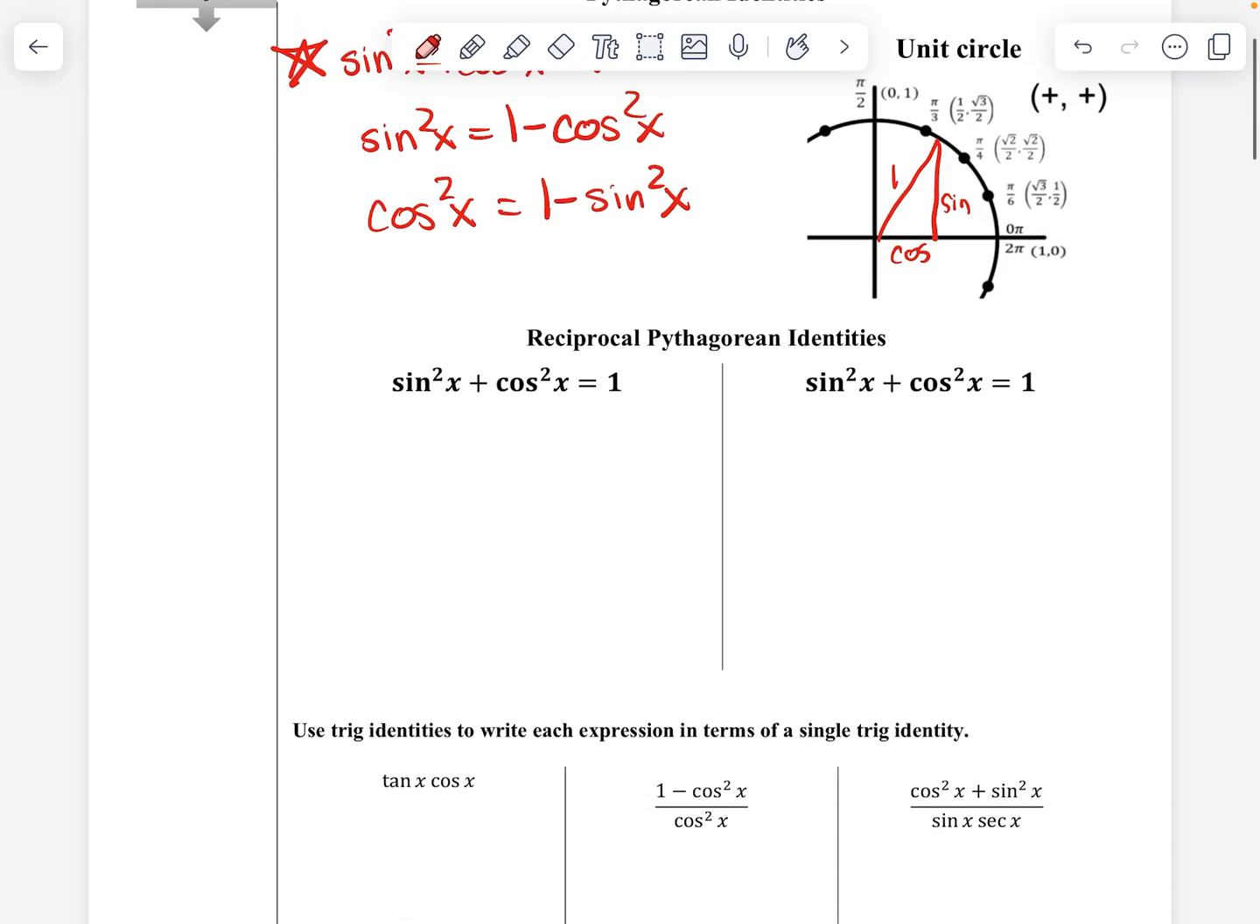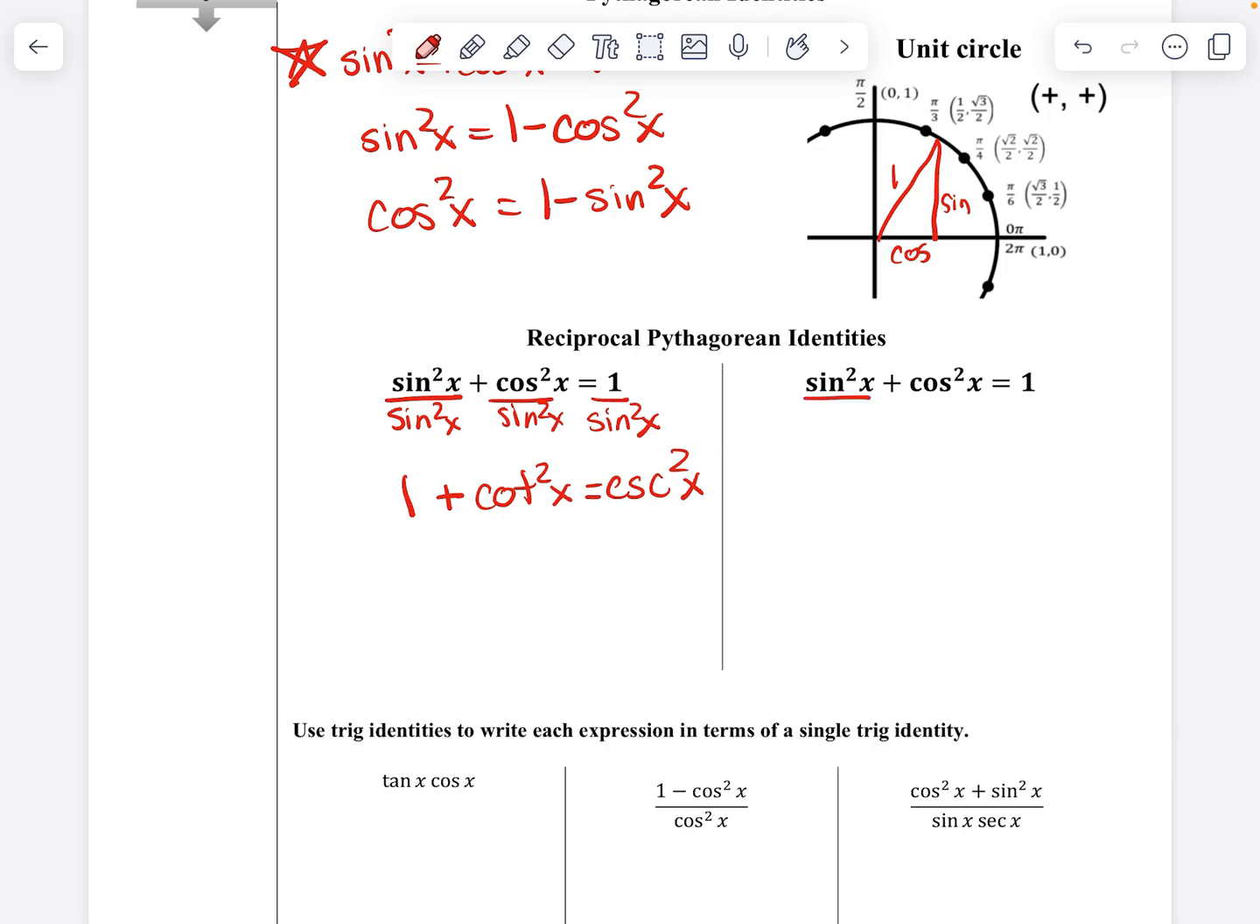So we can find some reciprocal identities, and they can be found by dividing by the sine squared of x. So sine squared over sine squared is 1. Cosine over sine, well, that's our cotangent squared of x. 1 over sine is the cosecant squared of x. And then we can rearrange these as well.